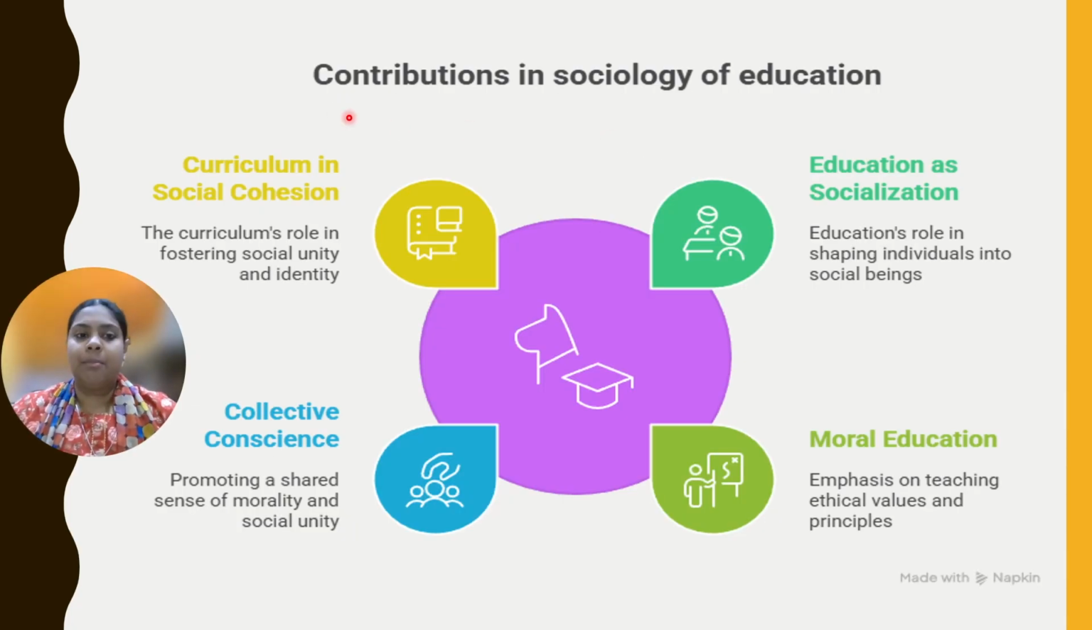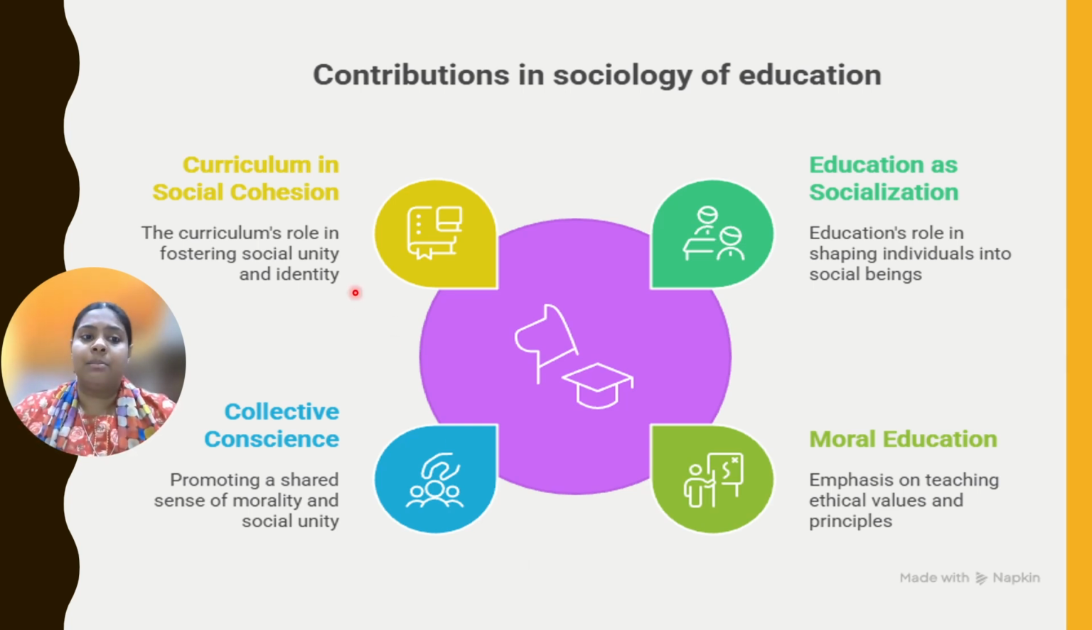Now, let's see some of his contributions in sociology of education. He believes education is a socialization process. It helps to shape individuals into social beings and develop them for social roles in the society. Next, moral education. He gives great importance to moral education and ethical values to be imparted in individuals. Next, collective conscience. According to him, there should be a shared sense of morality and social unity among individuals in the society in order to maintain social stability.